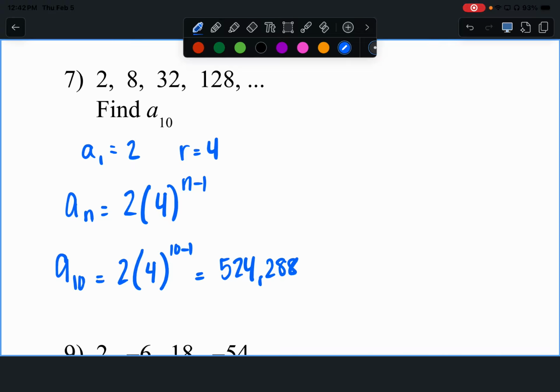Sound good? All right. For the explicit formulas, like 5 through 10, will there ever be one where it isn't a common ratio? No. Because if it's asking you to find the equation of it, it's telling you it's a geometric sequence.